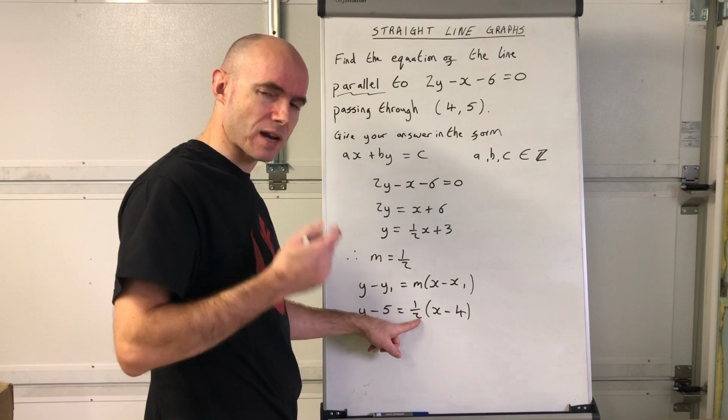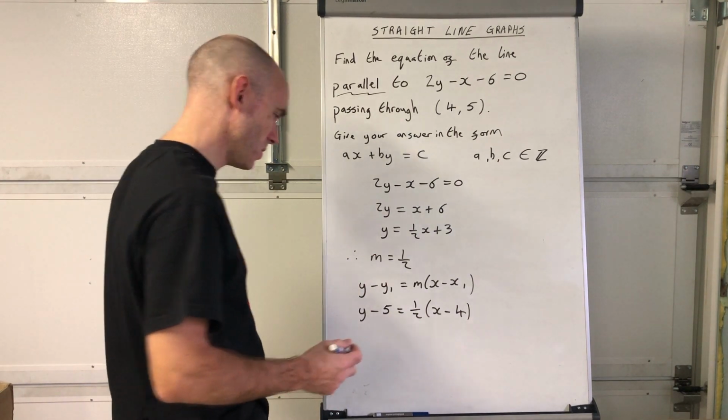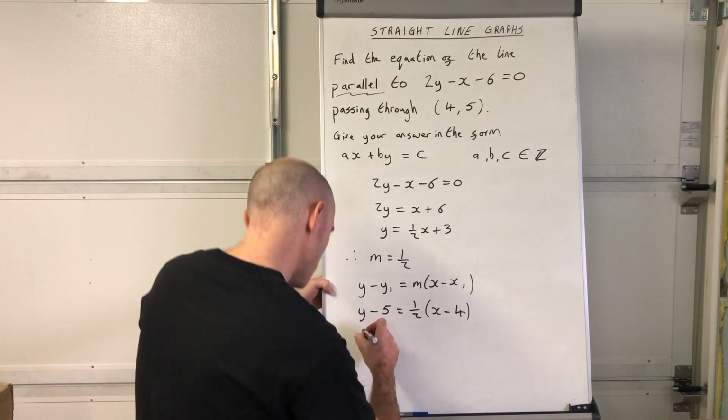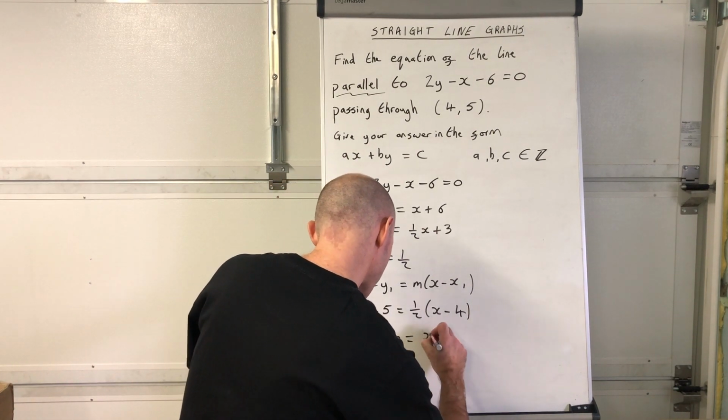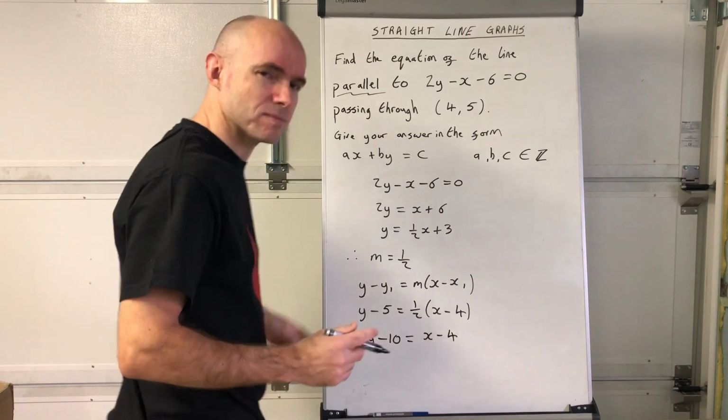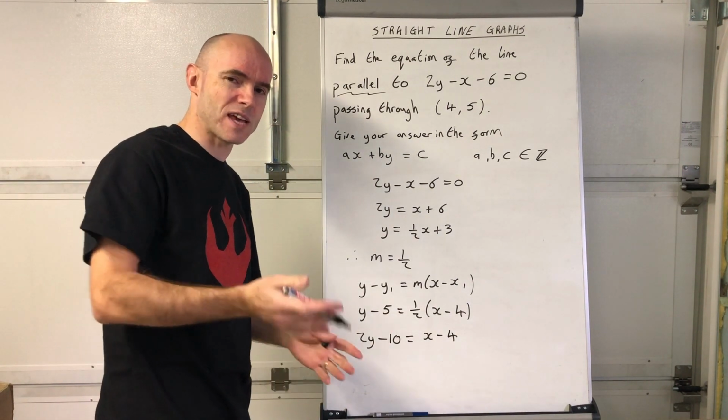Because what that will mean is I'll have an equation that's not got a fraction anymore. So if I multiply both sides by 2, on the left I'll have 2y minus 10, and on the right I'll just have x minus 4. Can you see that quick, simple step? It's probably saved me a bit of time.